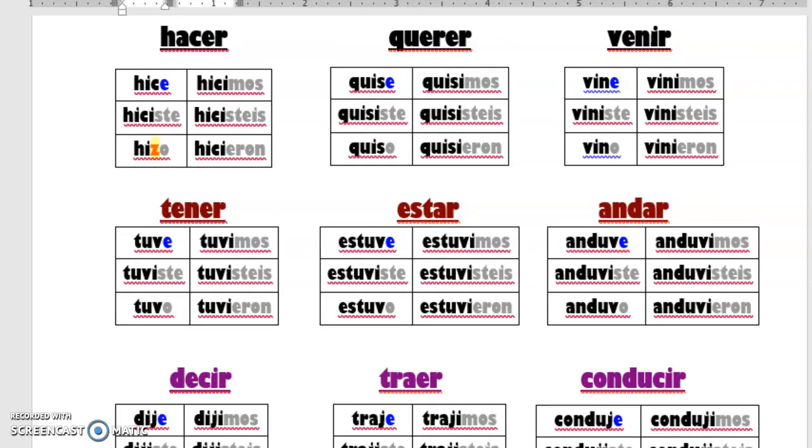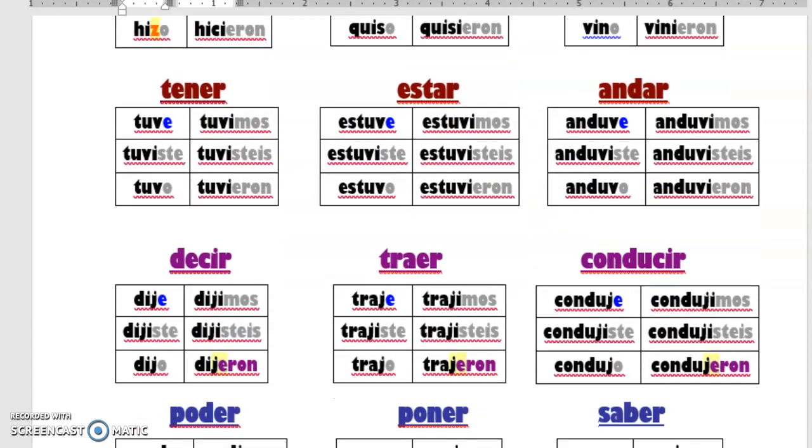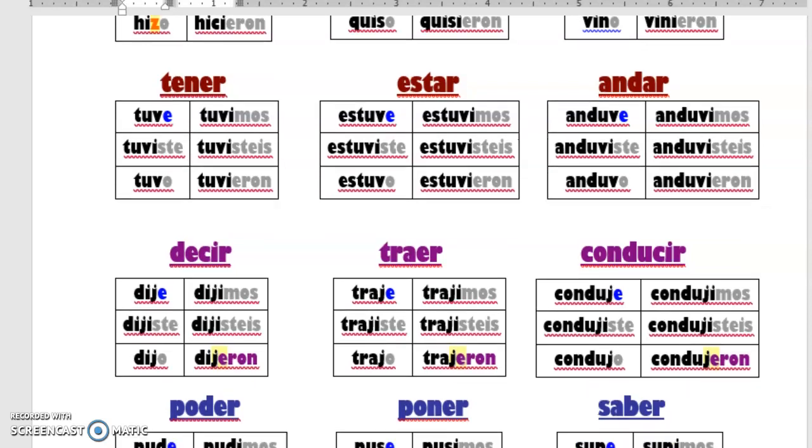2 ARs, 1 ER. They go to UV. They're very irregular. And then decir, traer, conducir, incredibly irregular, double irregular because, first of all, they go to this J. And then in the third person plural, while every other verb in the preterite goes to IERON, these 3 verbs go to ERON. So instead of dijieron, don't say that, it's dijeron, trajeron, condujeron.